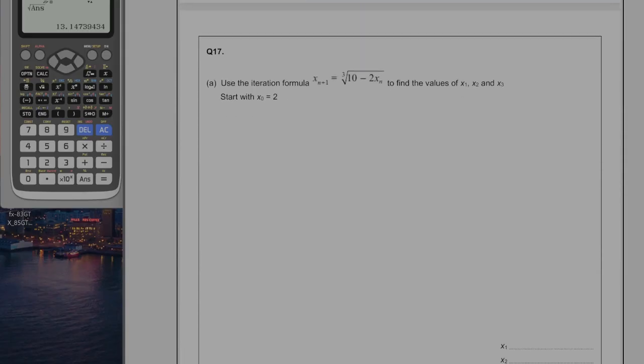Question 17. Use the iteration formula x of n plus 1 is equal to the cube root of 10 minus 2xn. To find the values of x1, x2, x3, start with x0 is equal to 2. Right, so on my calculator, I'm going to start by pressing 2 equals, and then that will make the answer stored within my calculator as 2. I'm then going to type in cube root of 10 minus 2 times my answer.